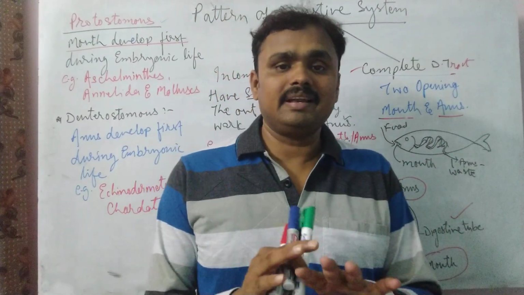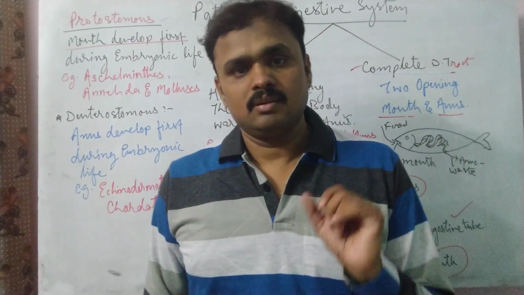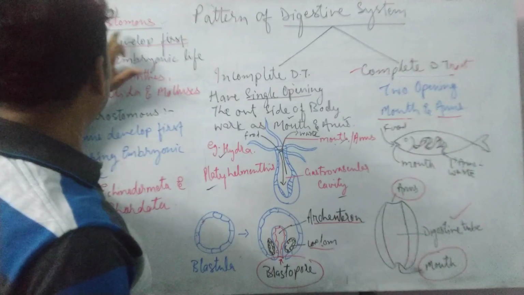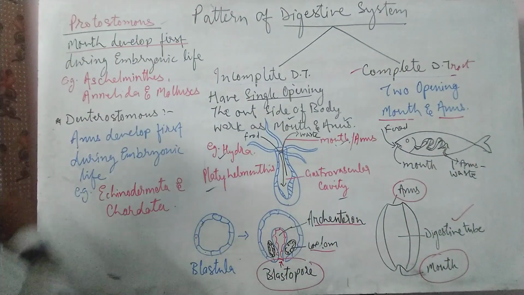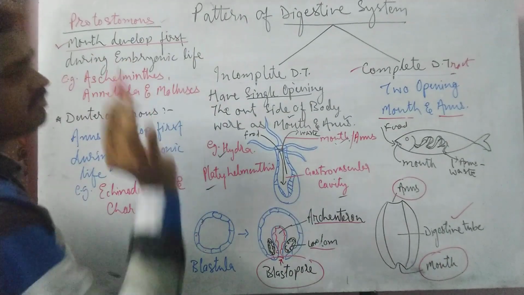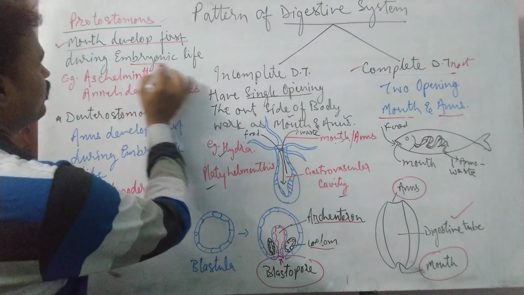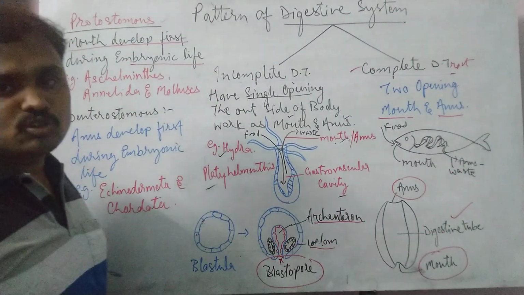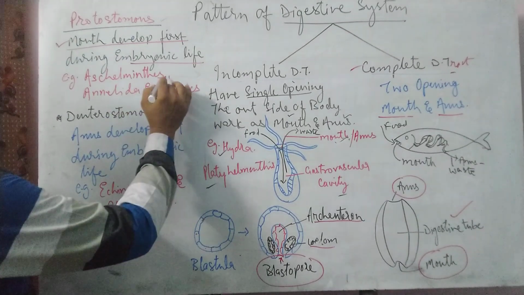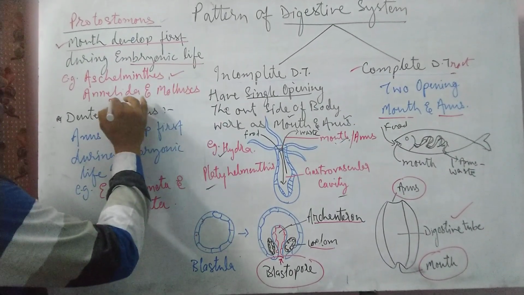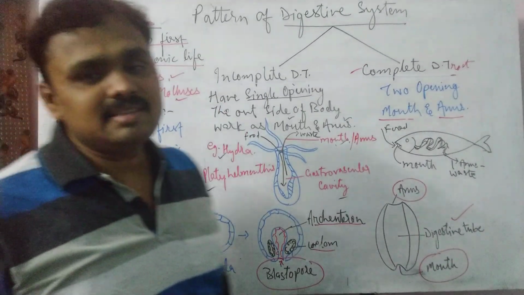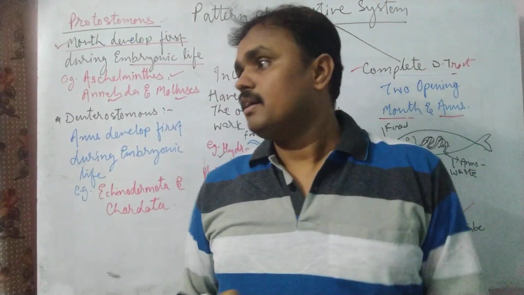We divide them very clearly into two types. One is the protostomes. Protostome means, as written very clearly, that the mouth develops first in their embryonic life. Examples that we can conclude are Aschelminthes, Annelida and Mollusca. These are the animals in which we find protostomes.